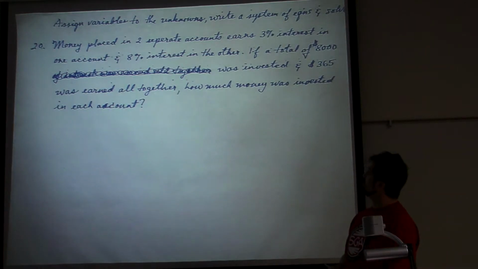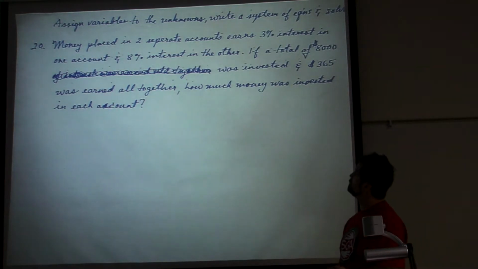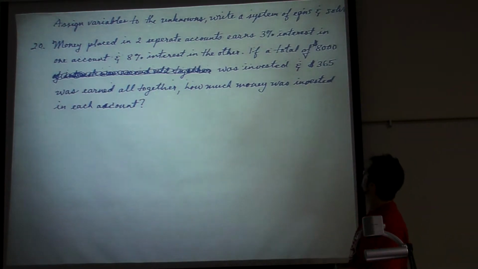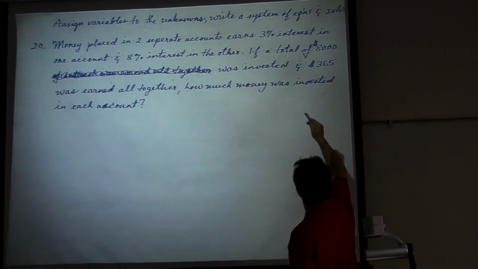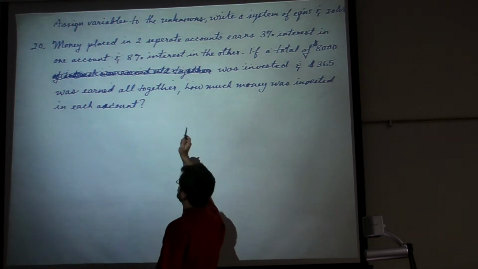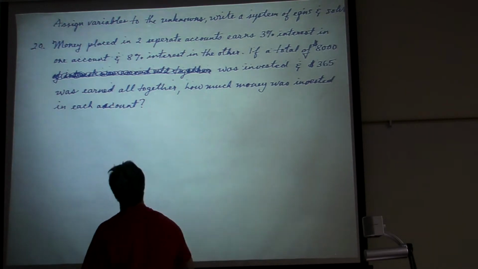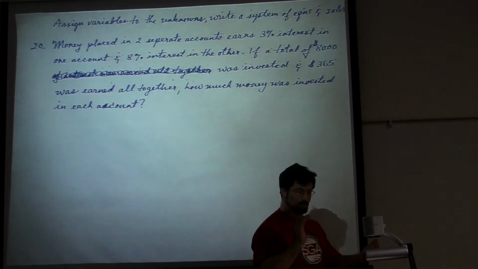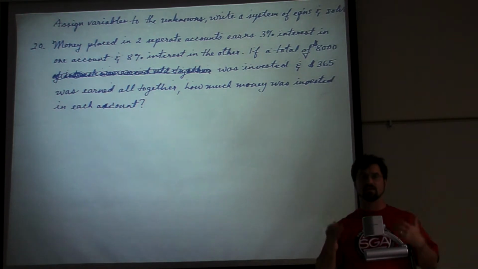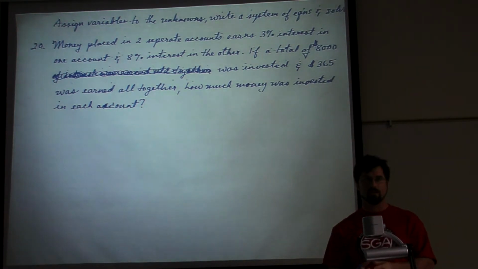All right, so this one is an investment problem. You have money that is placed in two separate accounts. It's earning 3% interest in one, 8% interest in the other. If a total of $8,000 is invested and $365 was earned altogether, how much money was invested in each account? So in this one, our assumption is this happens in 1 year's time.